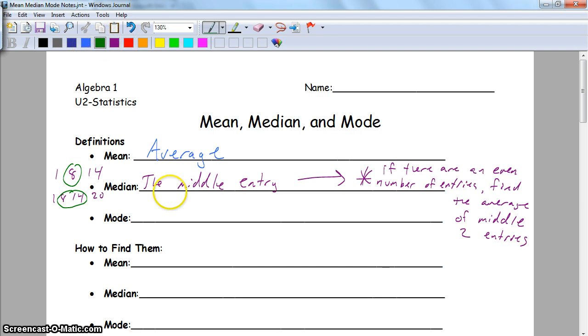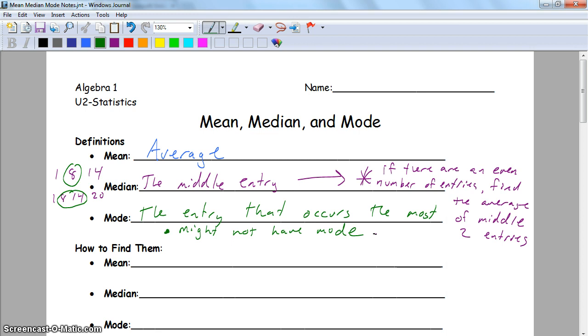Then the last one we have here is mode. Mode is the entry that occurs the most. Now, here's the thing. Sometimes a data set might not have a mode. It doesn't always have to have a mode. Sometimes it does, sometimes it doesn't. It's the one that occurs the most. If one entry does not occur the most, then there's not a mode.